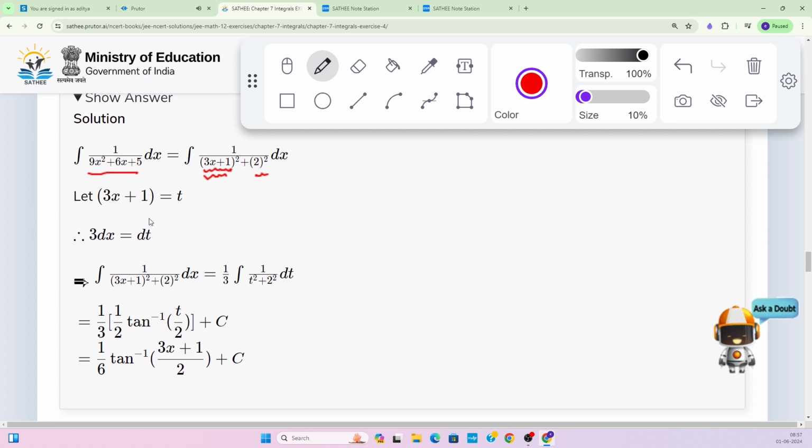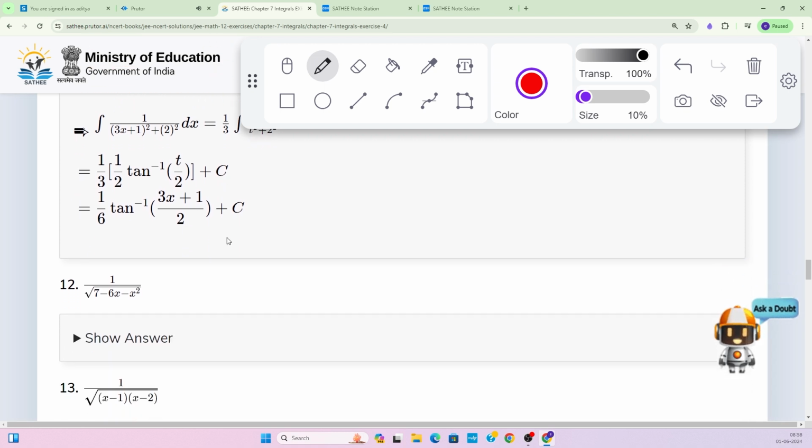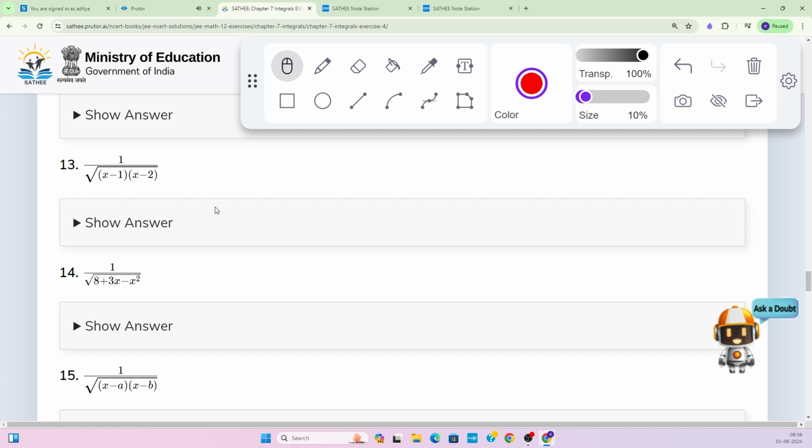Now differentiate it with respect to x, and then apply whatever the formula is. I hope that it is clear to you, and that you can easily do it on your own. Let us move to the next problem, problem number 13.